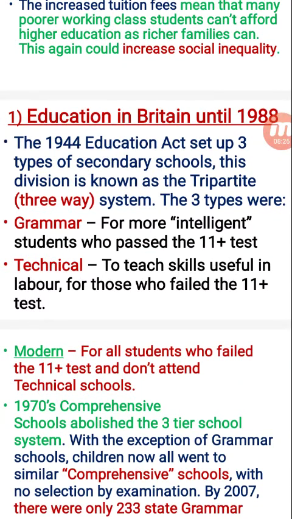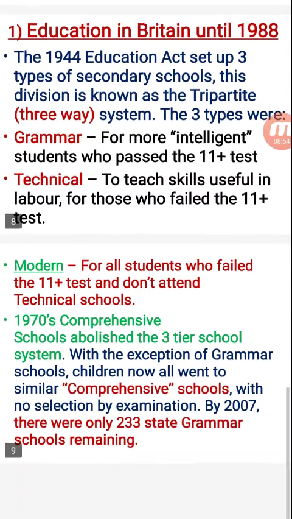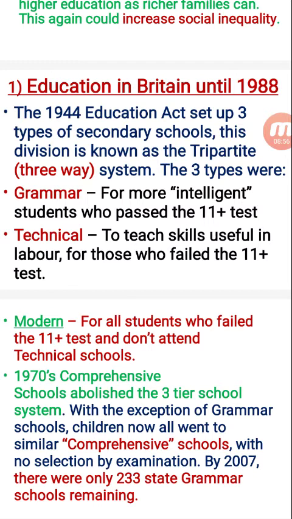So in 1944, they introduced the three-tier system. The grammar schools were for the more intelligent students who passed the 11-plus test. Technical schools were for those not good at academic studies, to teach skills useful in labor, for those who failed the 11-plus test. So they were considered as skilled labor workplaces, preparing for that. And the modern schools were for all students who failed the 11-plus test and didn't attend technical schools.